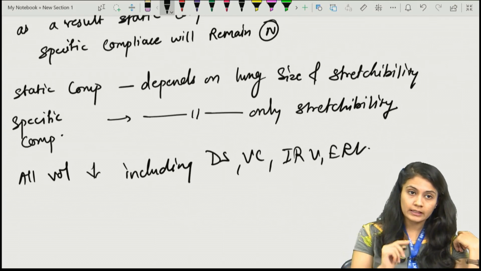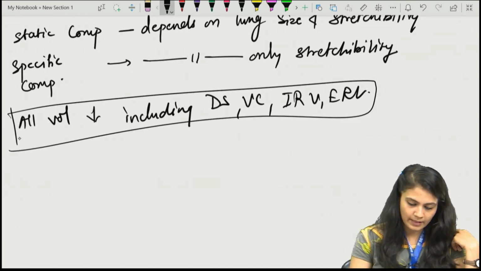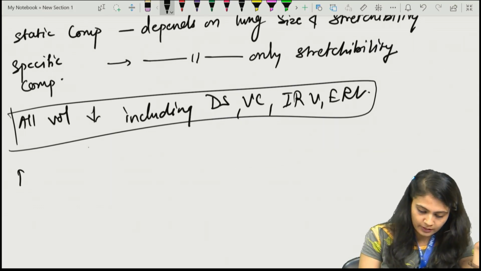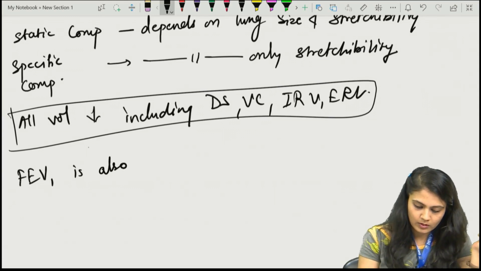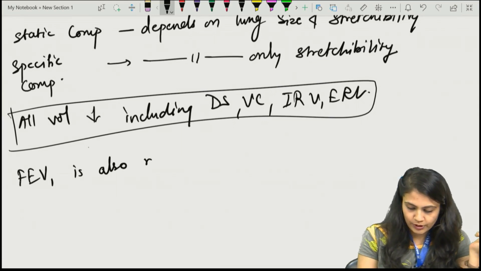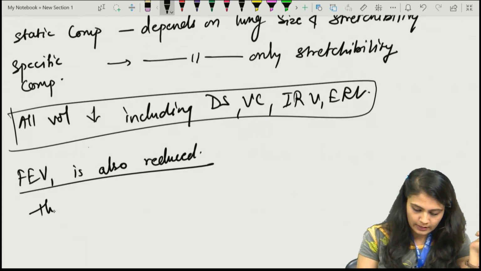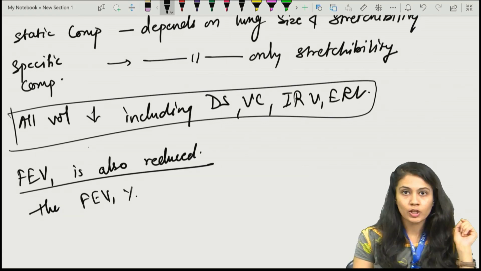But the specific compliance, what is an example of it? These are examples of static compliance. The FEV1 is also reduced, but the FEV1 percentage, since it is a ratio, it will be normal.